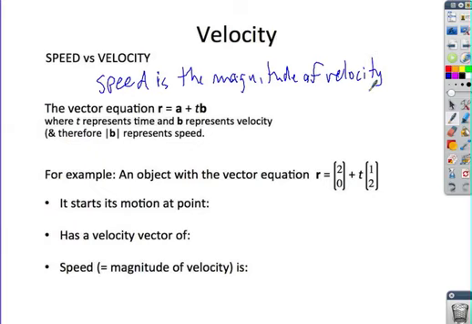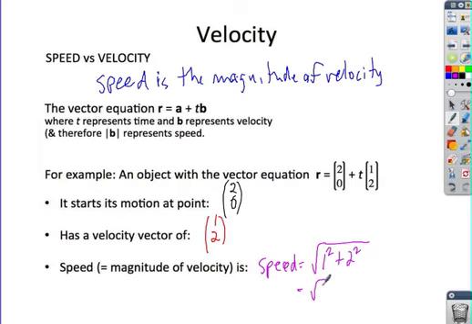So for example, if we have an object with this vector equation for its movement, we know that it's starting its movement at (2, 0). Its velocity vector is the b vector, (1, 2). And the speed is the magnitude of the velocity vector, so it's the root of 1 squared plus 2 squared, which is the root of 5. And that would be in whatever units, kilometers per hour, meters per second, whatever's given in the question. And this question has no units.